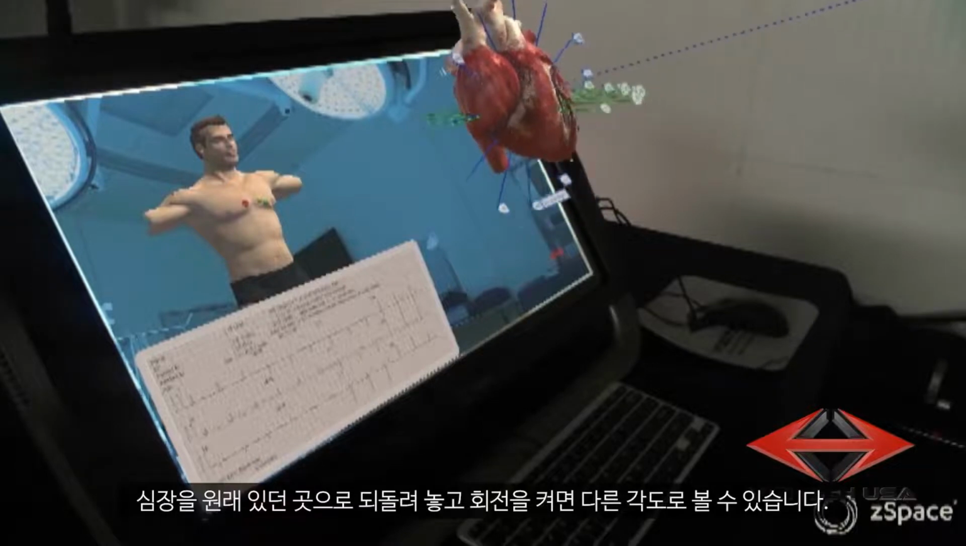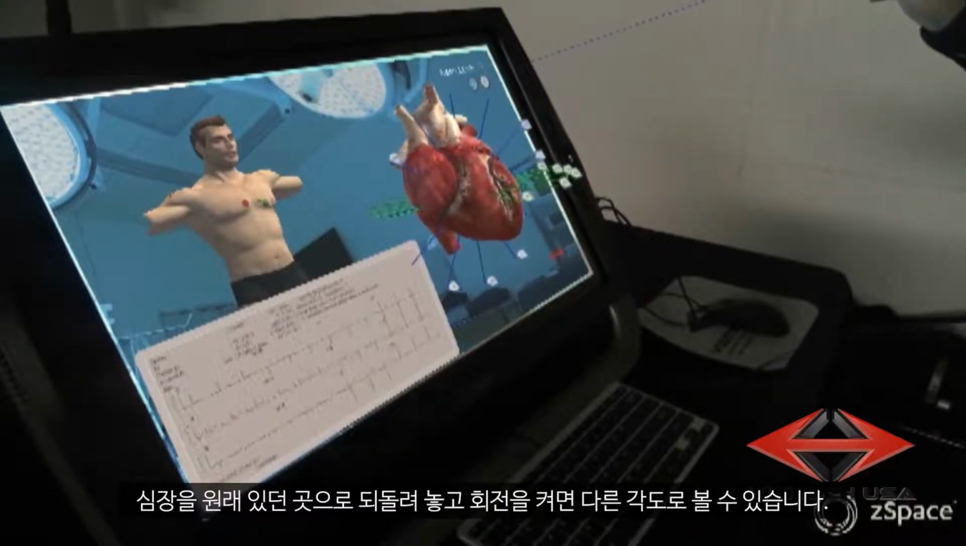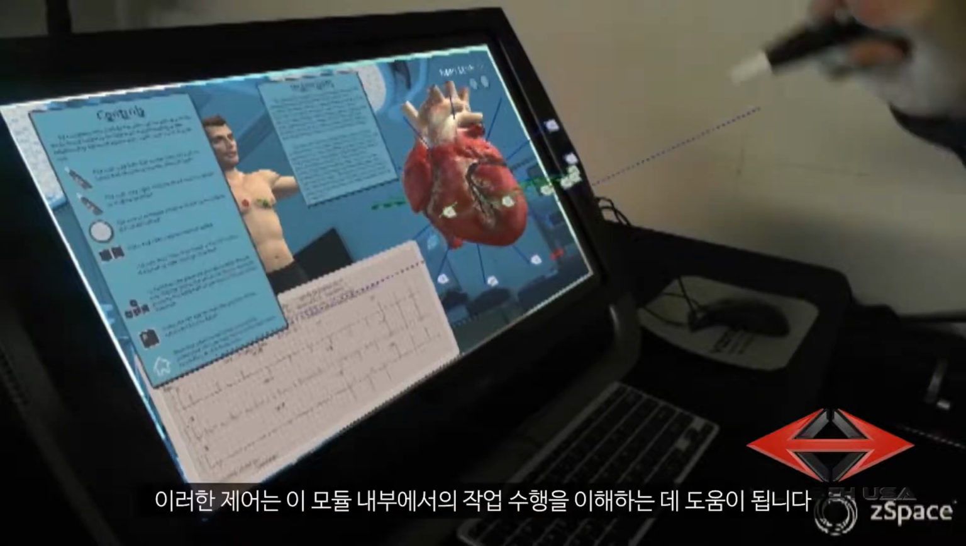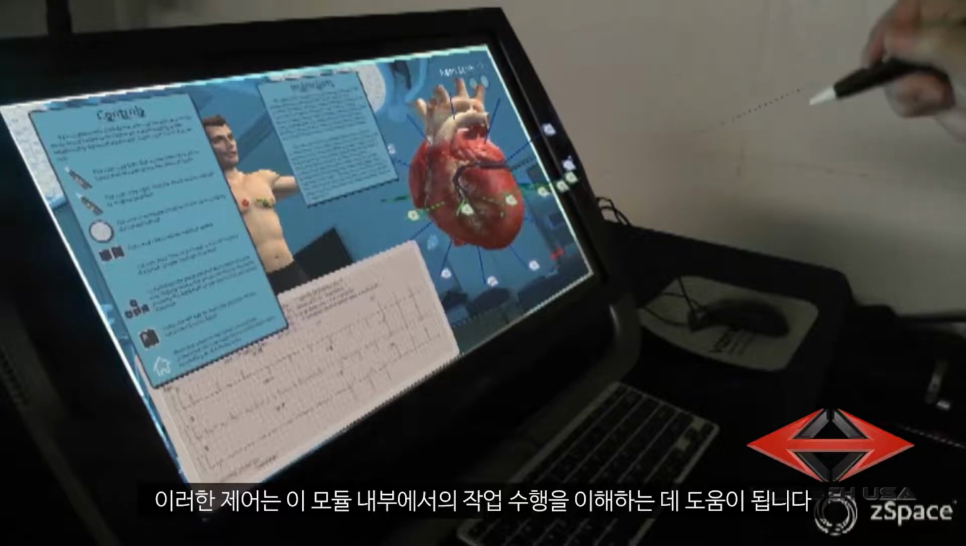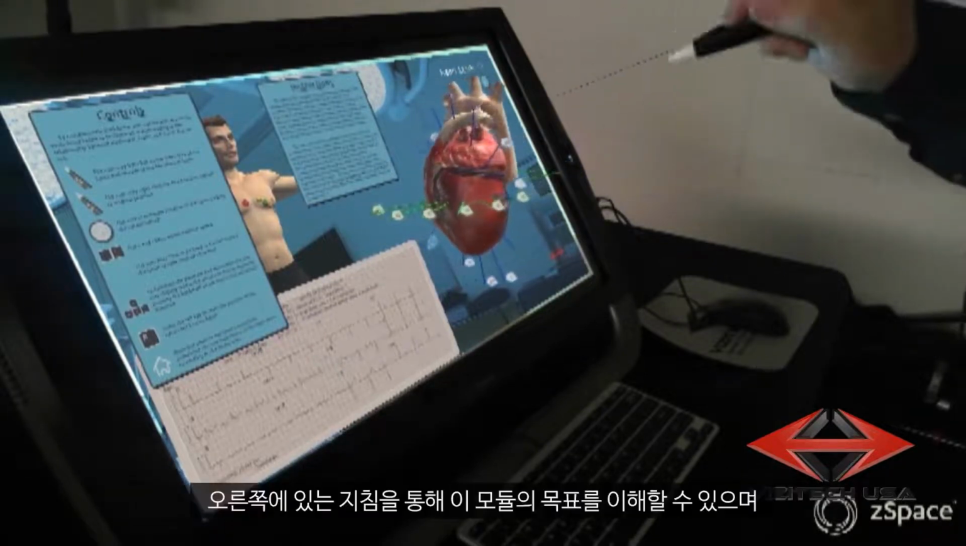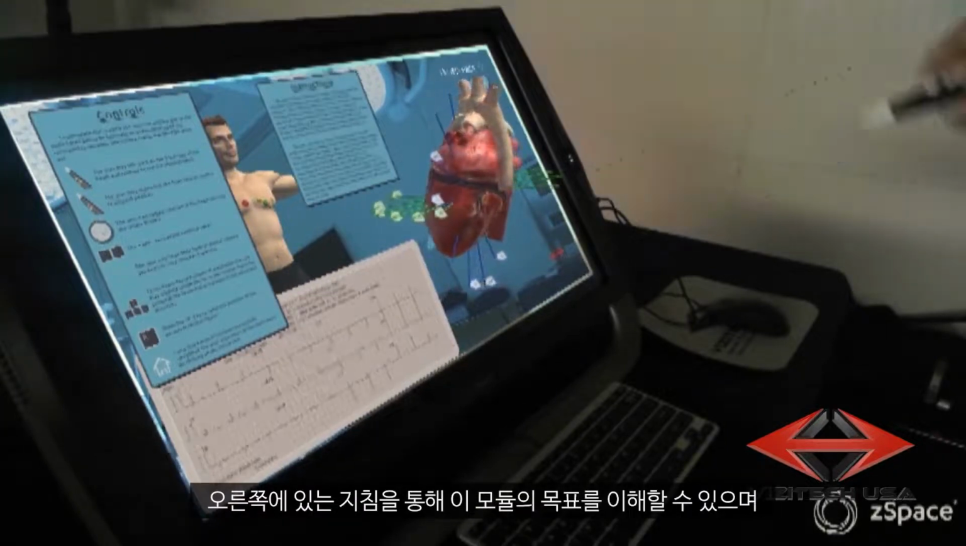So when we put the heart back where it was originally, we can turn on the rotate and see it from different perspectives, and we can also turn on the instructions. These controls over here help you understand what you can do to facilitate the tasks inside of this module. The instructions on the right help you understand the goal of this module.